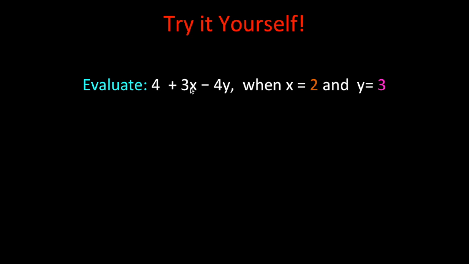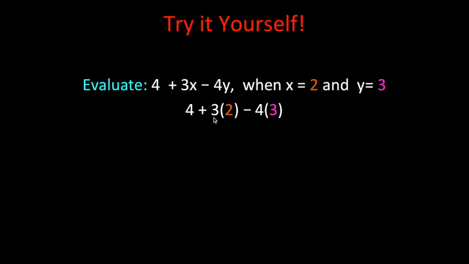And the last problem for you to try. 4 plus 3x minus 4y. In this case, you have two different variables, x and y, but they give you the value for each one of them. x equals 2 and y equals 3. So you're going to replace x by 2 and y by 3 in the expression. 4 plus 3 times 2 minus 4 times 3.